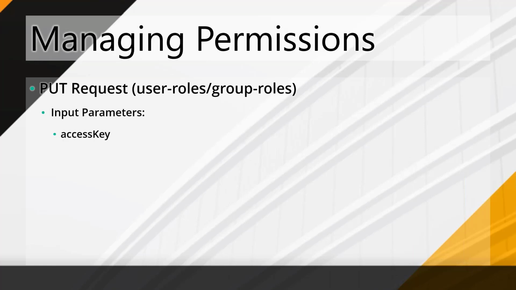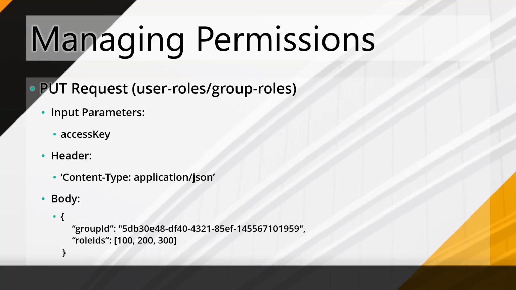Again, there's input parameters. There's the access key that's going to be required. There is a header, which again, content type application JSON, because we're pushing JSON data. And in this case, for the body, if it's user roles, it's going to be user ID to tell it that you're pushing data to the user specifically. And if it's group roles, like you see here, it's going to be the group ID. And then within there, there's a role IDs list, which is just the list of the role IDs.